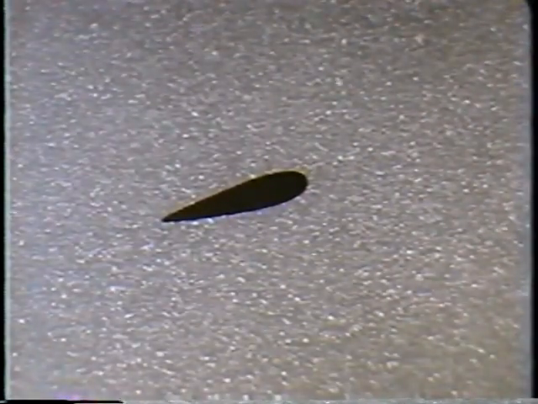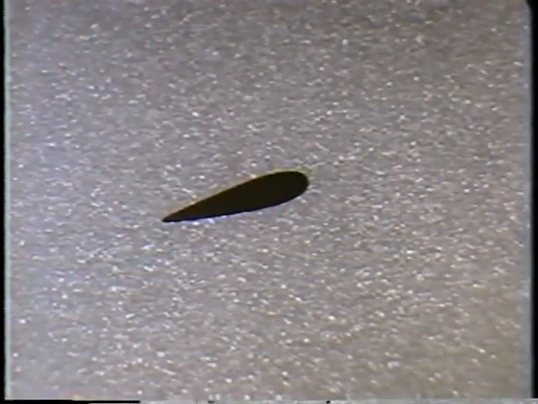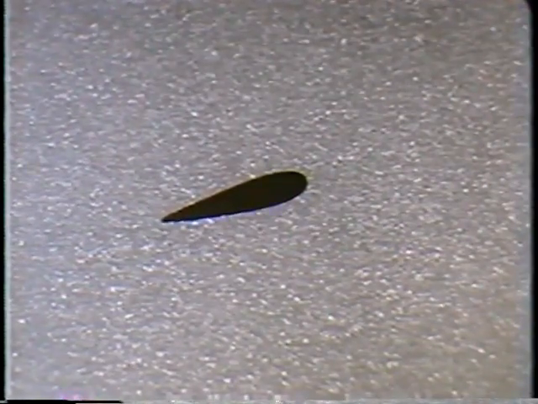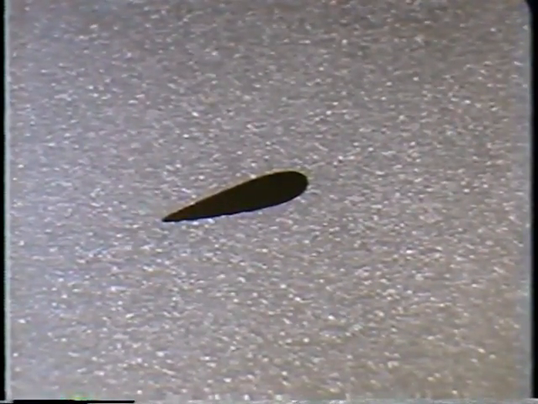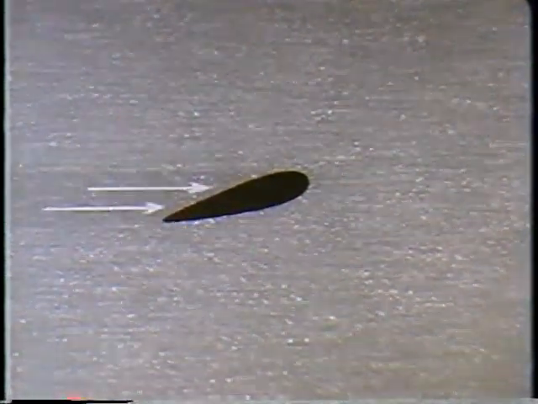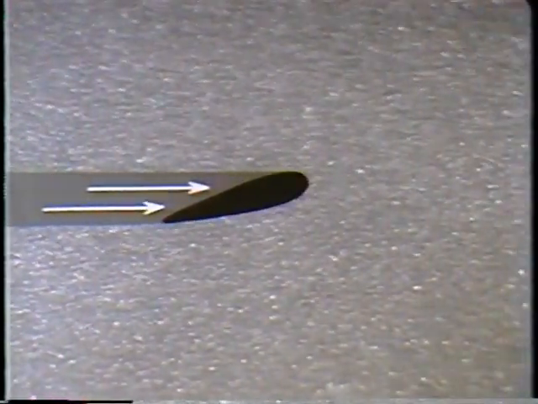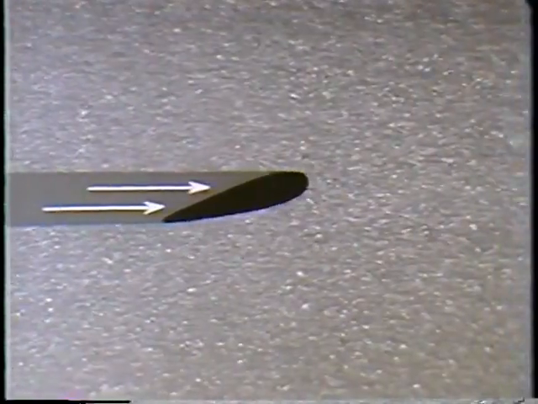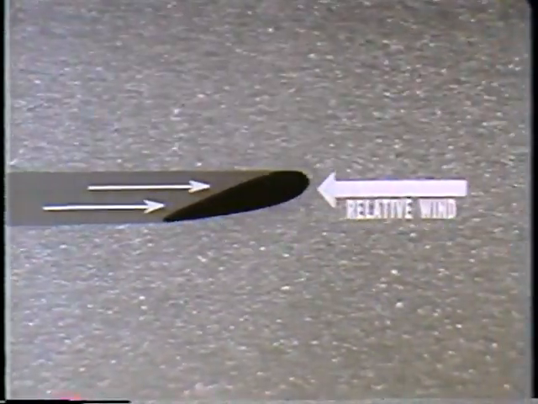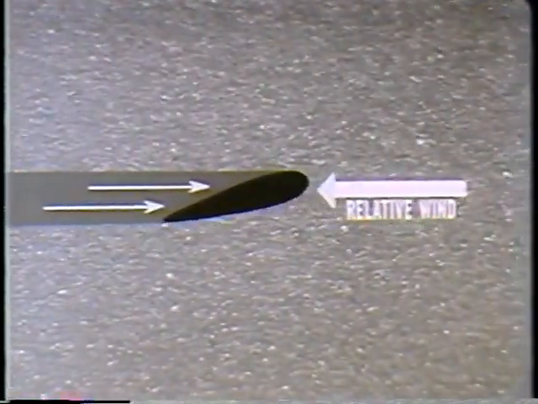To understand relative wind, let's assume that these dots represent particles of air which are not in motion. However, when an airfoil passes through them, a relative motion is produced. This relative motion is commonly termed relative wind.